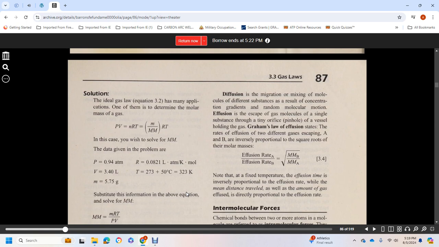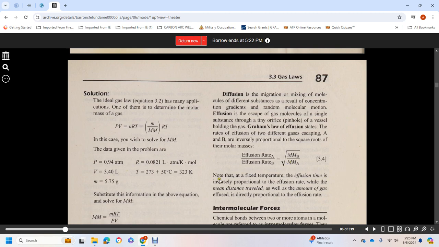Diffusion is the migration and mixing of molecules of different substances as a result of the concentration gradient and random molecular motion. Effusion is the escape of gas molecules of a single substance through a tiny orifice or pinhole in the vessel. Graham's law of effusion states that the rates of effusion of two different gases, A and B, are inversely proportional to the square roots of their molar masses. Effusion rate A over effusion rate B is equal to the square root of the molar mass of B over the molar mass of A.